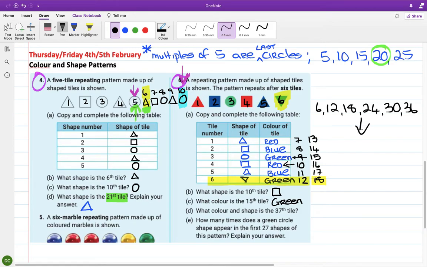All of these are upside down green triangles. Yeah?